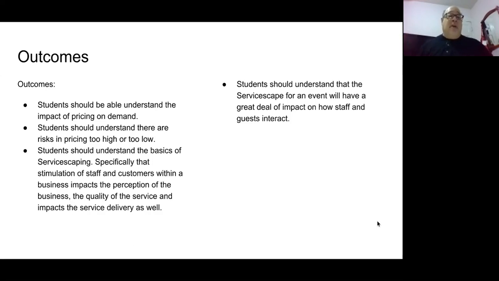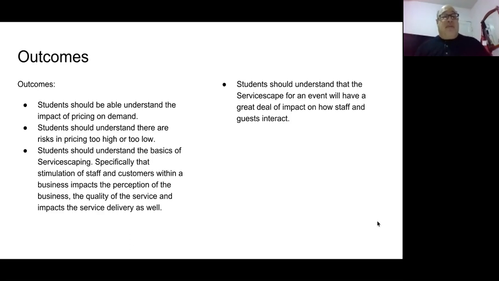A next learning outcome is just understand the basics of servicescaping, specifically that stimulation of staff and customers within a business impacts the perception of the business. So the look, the feel of your business sends a signal. Is it a fast food joint? Is it high-end dining? And it holds true for your events. How is the event laid out and decorated? How are the signs made? Are there signs? Those sorts of things.